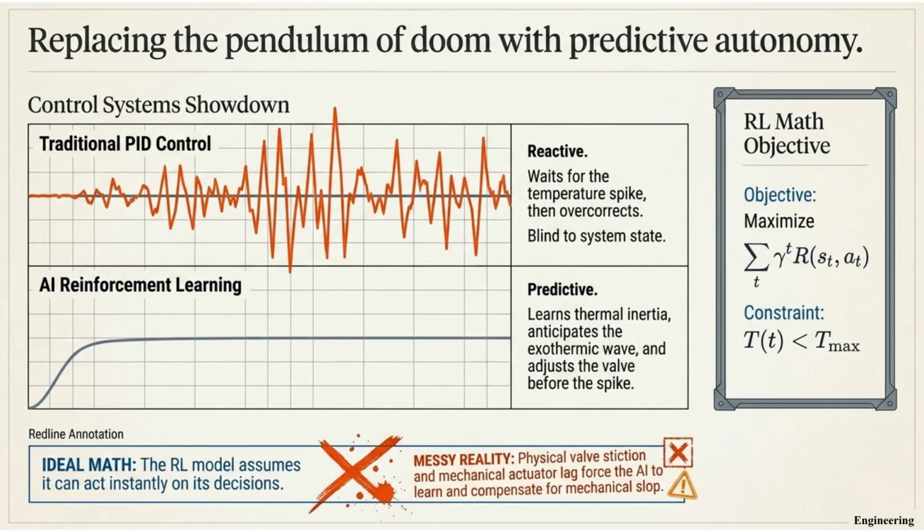Traditional control systems are reactive, often waiting for a temperature spike before taking action. Reinforcement learning changes this by anticipating thermal waves and adjusting actuators proactively. By learning to compensate for mechanical lag and valve stiction, we can maintain steady operations where traditional systems would struggle.